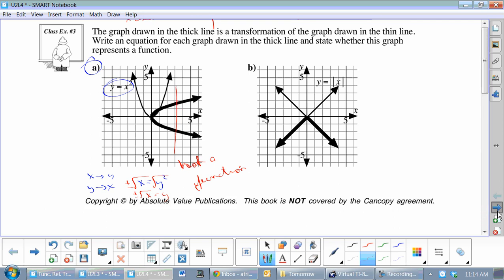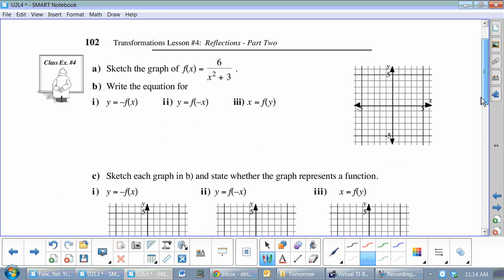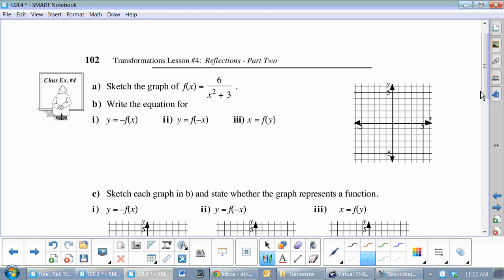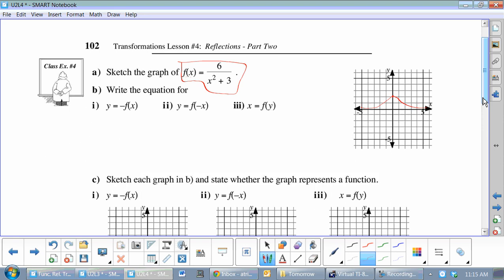Okay. Let's just get through this quick. Now, here is the equation I'm going to be working with. Here is the graph that it gives. Okay, so it said, what would be the equation for y equals negative f of x? Negative f of x. Who does that negative belong to?